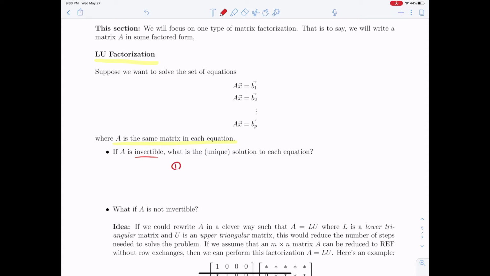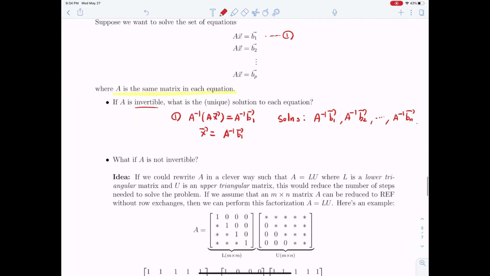So for example, for the first one, if we multiply A inverse on both sides, that gives you X equals A inverse times B. In other words, X becomes A inverse times B sub 1. So the solutions are A inverse times B sub 1 and A inverse times B sub 2 and so on, until A inverse times B sub n. But we cannot use this trick if A is not invertible.